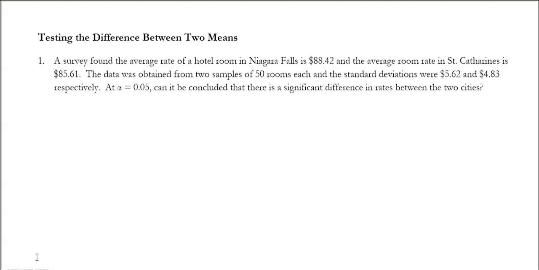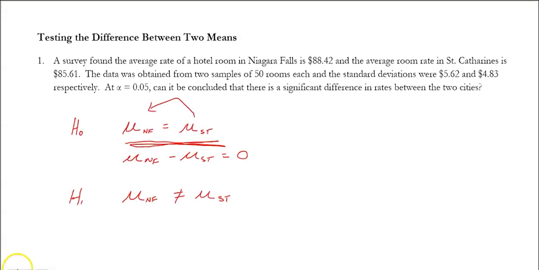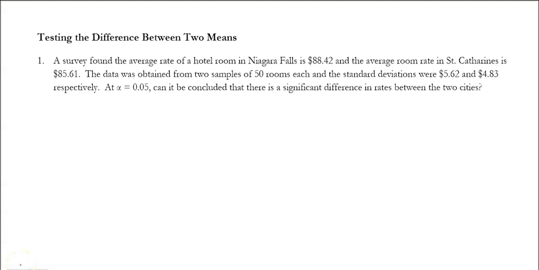Now, looking at this question, you can see that our average from each of the two cities is different, but the question is, when you factor in the standard deviation, the size of the samples, are they far enough apart to say that the rates are actually different? So the first thing we're going to do is state the hypotheses. Reading the question, you can see that there is no indication of direction. It doesn't say Niagara Falls is greater than the other. It's just saying there's a significant difference between the two.